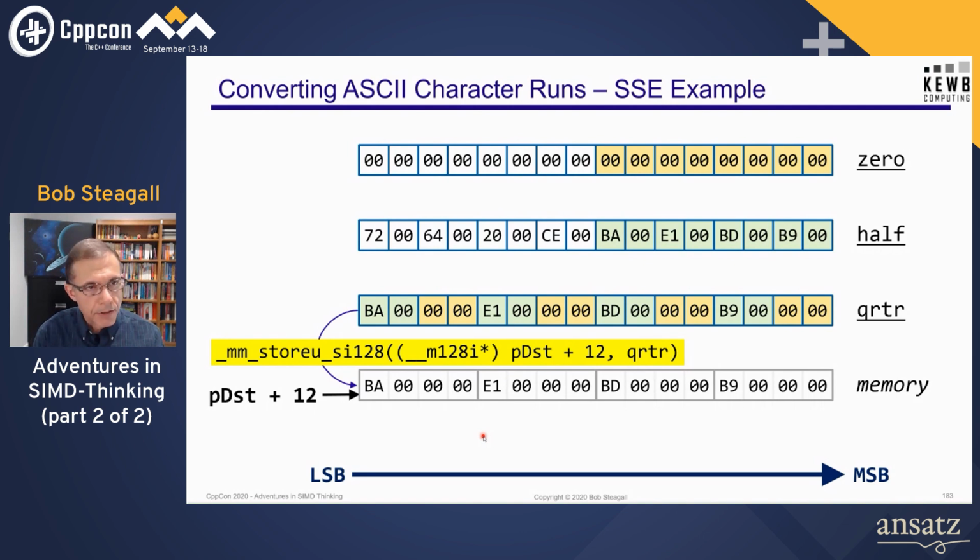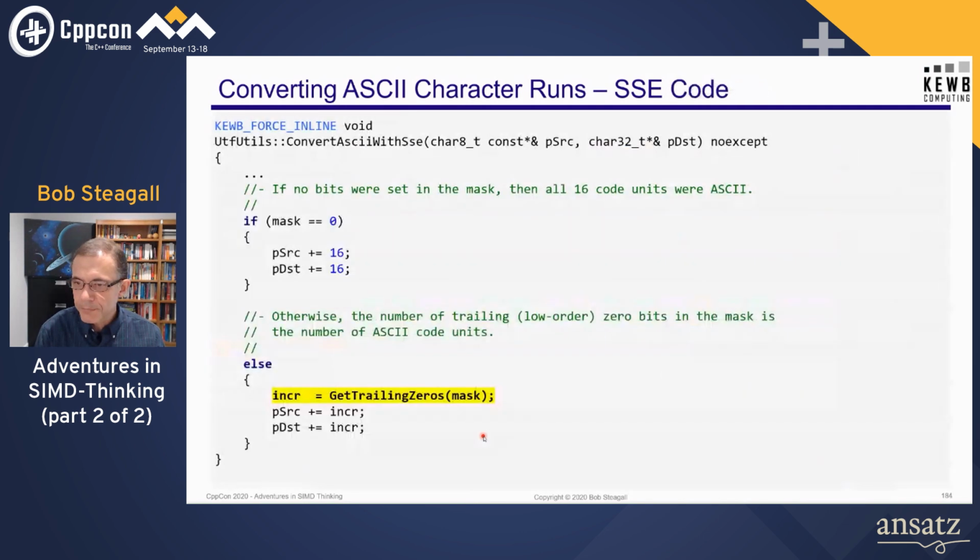How do I figure out how to adjust my destination pointer? Well, the next thing I do is look at that mask that we calculated before. If the mask was 0, that meant that no bits were set in the mask and all code units were ASCII, and I can just advance my source and destination pointers by 16 and move on. But in this case, the mask was not 0. The mask had some 1s in it.